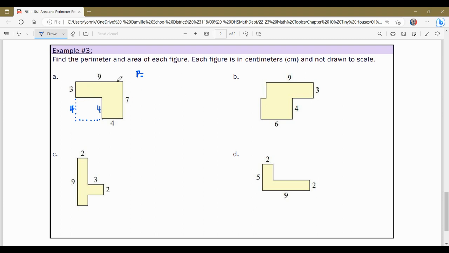And then this whole side across the top is 9. And on the bottom, it's 4 plus what? It's got to be 5. So my missing side is 5.